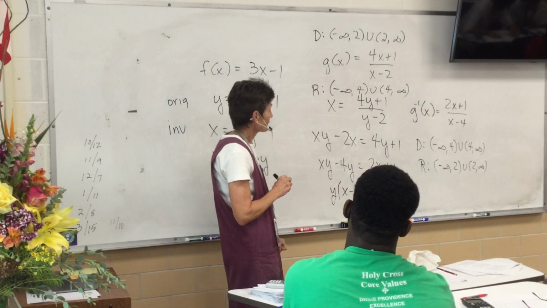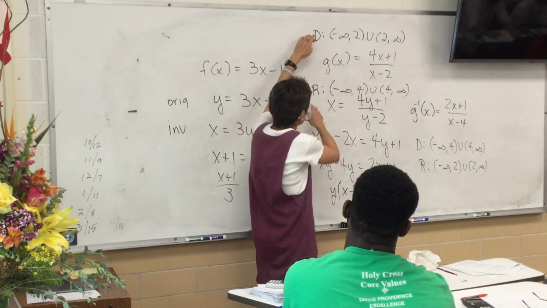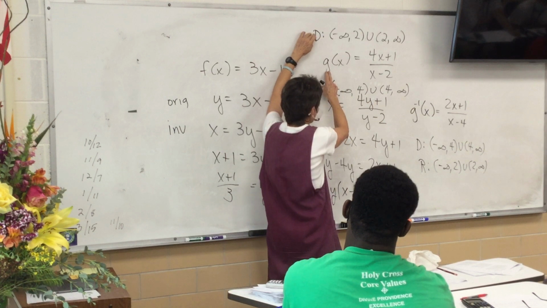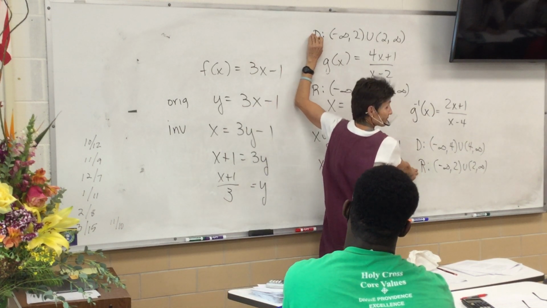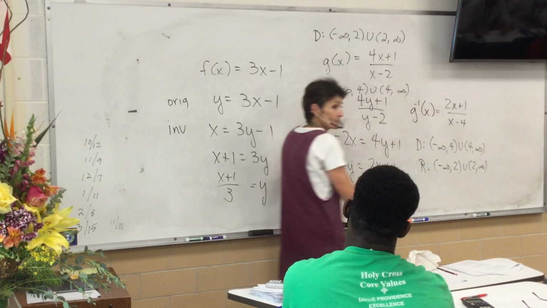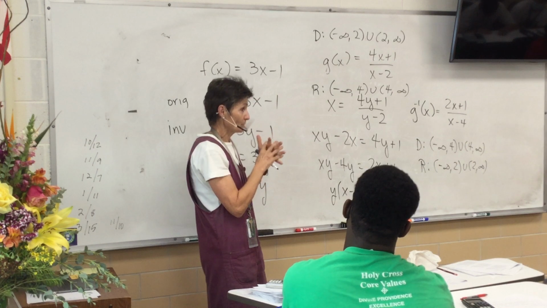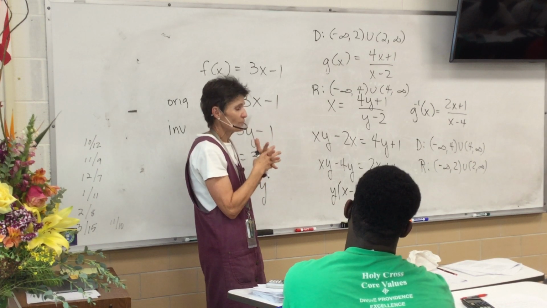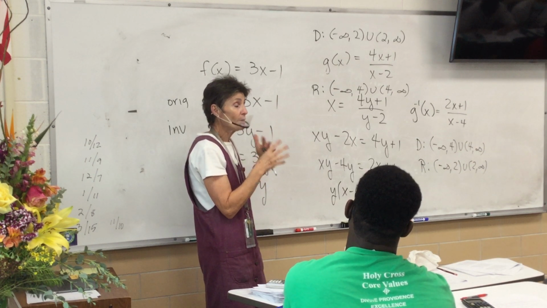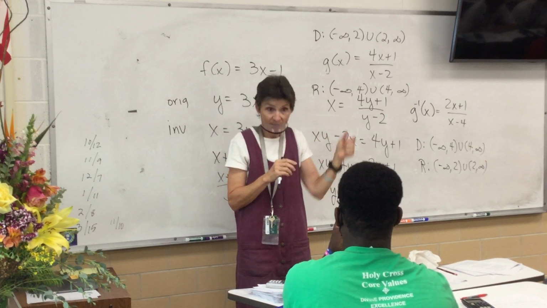Okay. So, one more time. The domain of the original is the range of the inverse. And the range of the original is the domain of the inverse. Right? Sometimes range can be a little tricky to find, especially if you don't have a graph. So one way to find range, always, is to find the domain of the inverse.